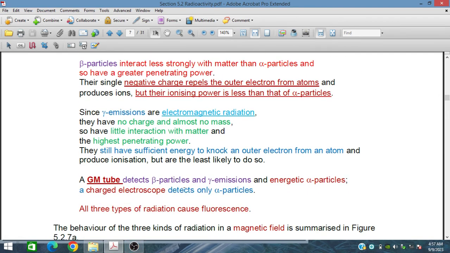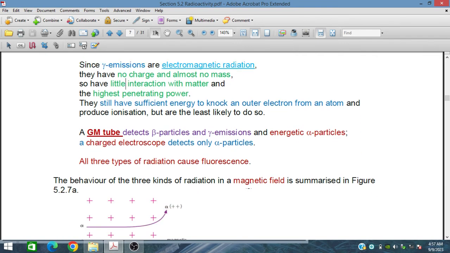A GM tube detects beta particles, gamma emission and high energy alpha particles. GM tubes mostly detect beta and gamma emission and few highly energetic alpha particles. Because the range of alpha particles is so small, GM tubes usually do not detect them. For this purpose, charged electroscopes usually detect alpha particles. All three types of radiation cause fluorescence.